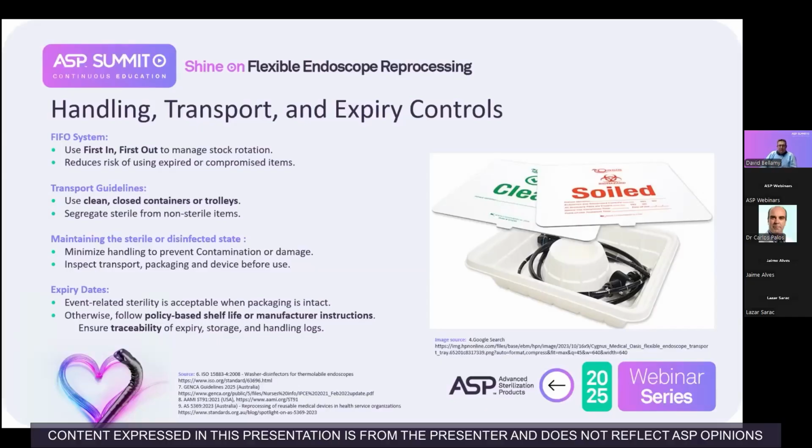So maintaining a disinfected or sterile state of the flexible endoscope is directly tied to how well, not only is it processed, but also how it's packaged, stored, and of course transported.